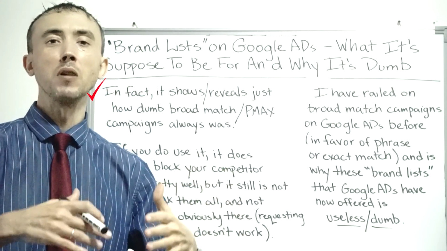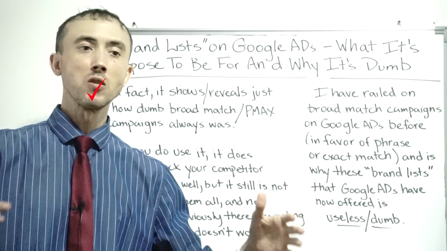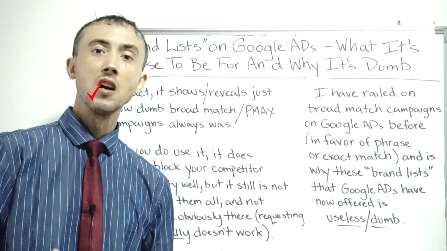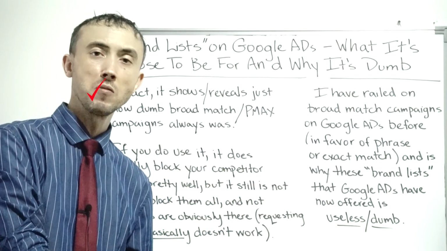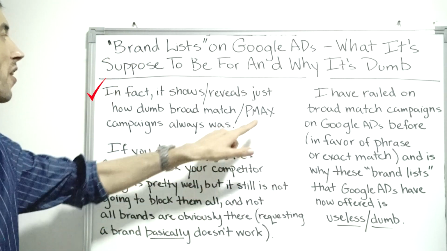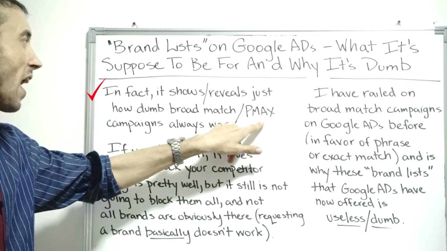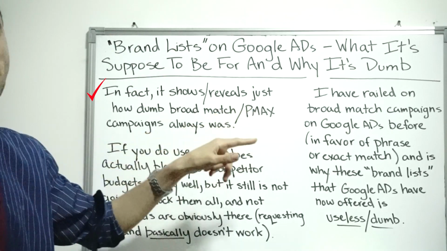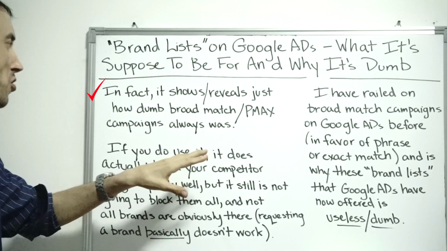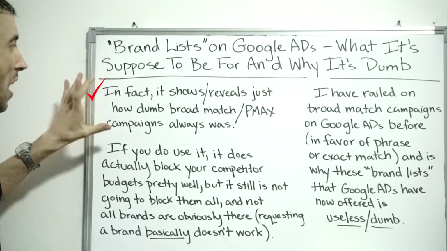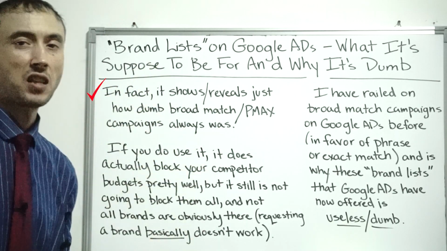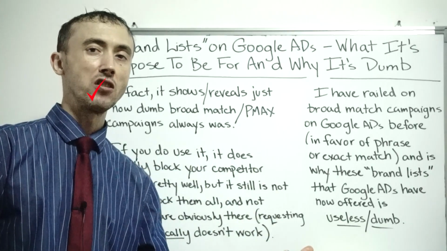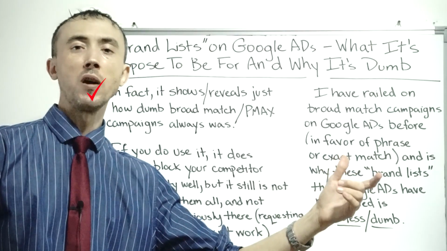And they needed an easy way to block it, because adding all those negative keywords for each variant of every brand search was unfeasible for the Google reps to do, and unfeasible for the Google reps to tell their customers to do. And then on PMAX, of course, you can add negative keyword lists to PMAX campaigns now, but it's the same thing there as with regular search campaigns. So it just reveals how stupid broad match and PMAX campaigns are, in favor of search campaigns with exact or phrase match that don't have all that waste to begin with.